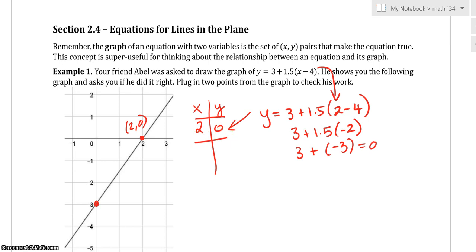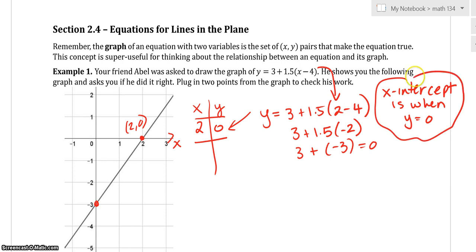By the way, this is called the x-intercept, which is what the key concept in this section is going to be about. It's the x-intercept because it crosses the x-axis. And notice when you have an x-intercept, when it crosses the x-axis, we know that the y is 0. So that's something we're going to use in the future.